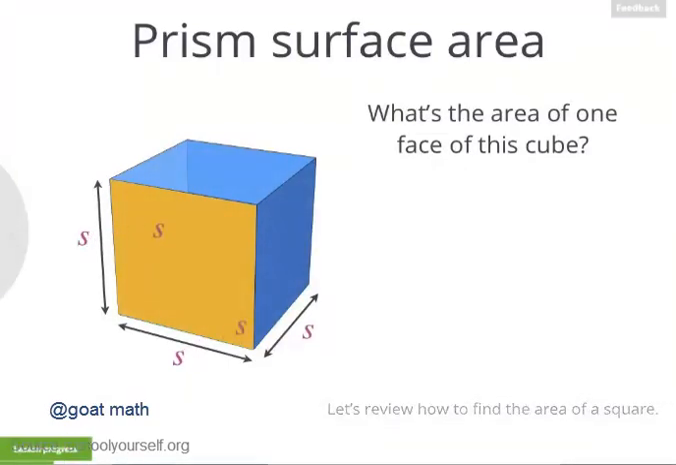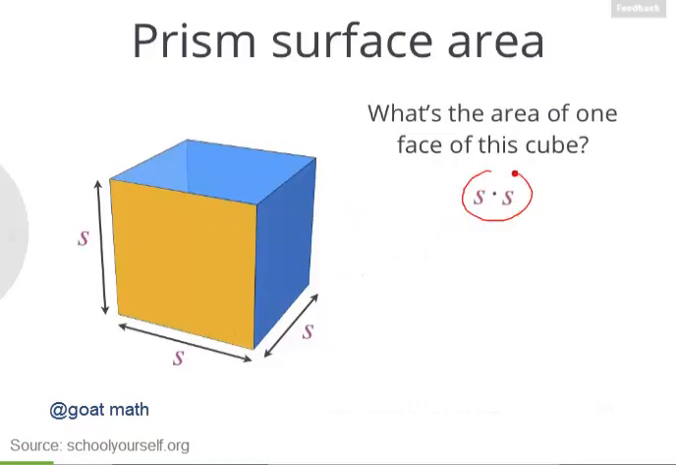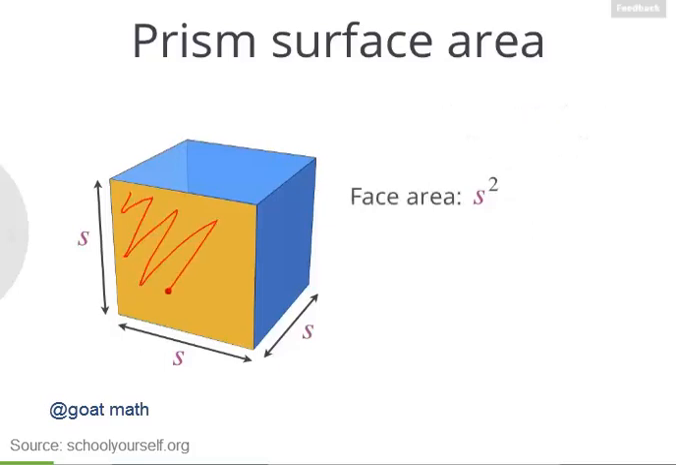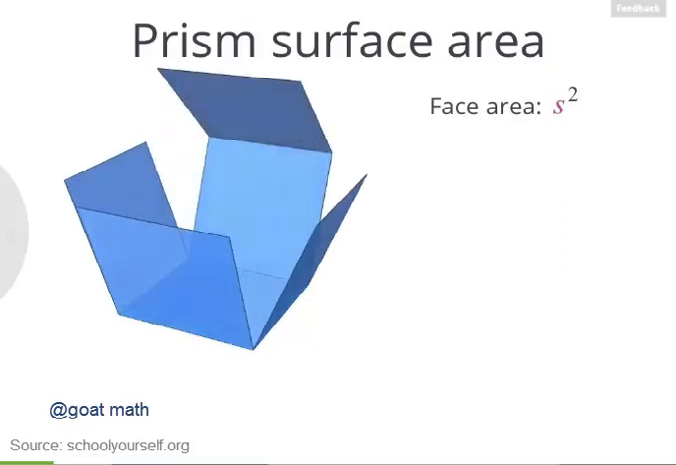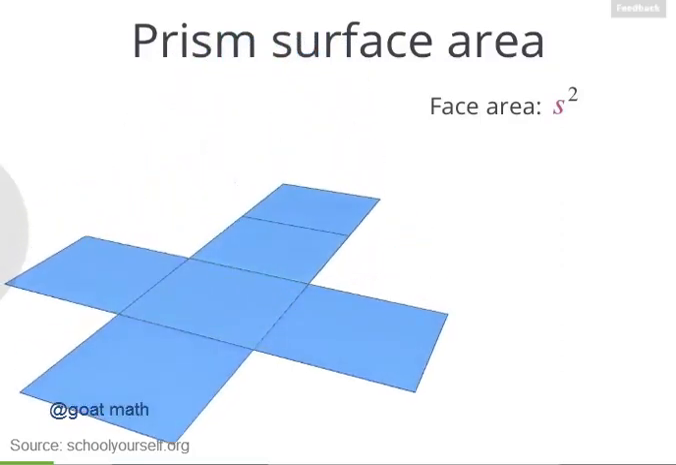Right, the area of this square face is S times S, and we can write S times S as S squared. So that's the area of one face of our cube. Now the surface area of a solid is the total area of its outer surface. One way to see the surface area of this cube is to unfold it. When you unfold a solid into a flat shape like this, the result is called a net.